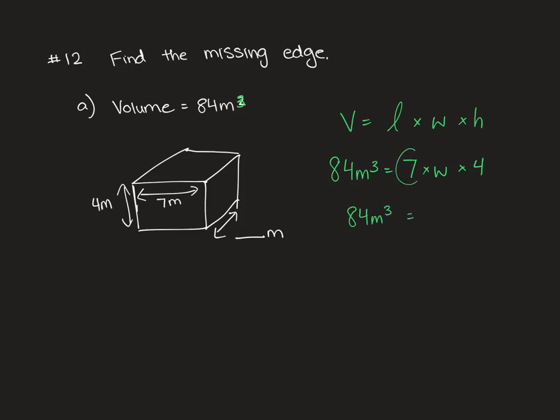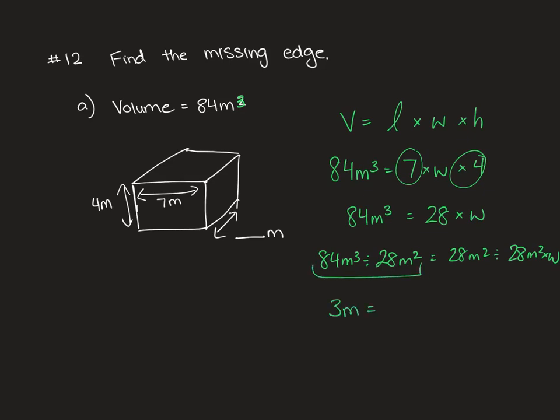84 meters cubed, 7 times 4 is 28 times the width. We need to divide both sides by 28 meters squared. And then 84 divided by 28 is 3. 28 divided by 28 is 1, so it's 1 width. So it is 3 meters. So we just have to figure out which number are we missing to multiply to get the original volume.